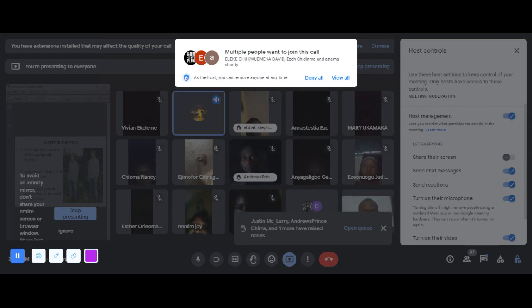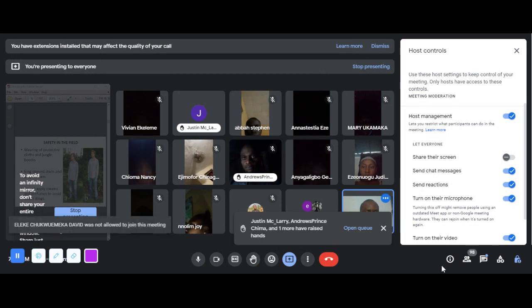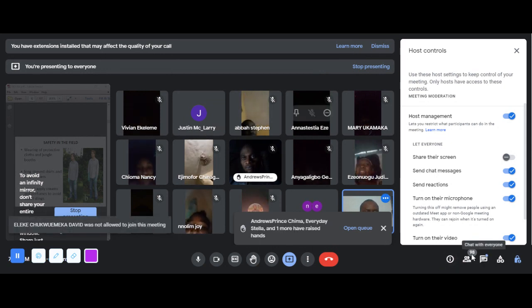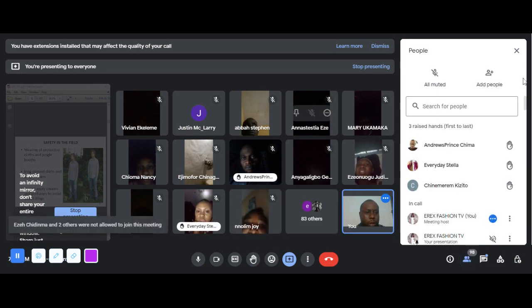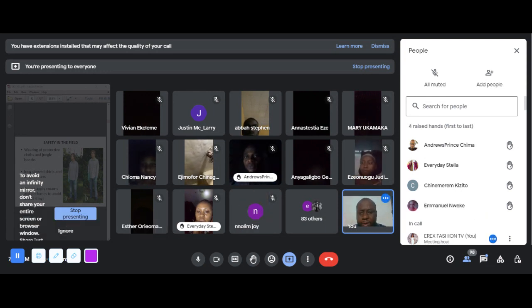Okay, sir. The B is properly dressed because that is the normal way to wear a safety glove. Okay, so he has tried. Some other person can help him out. Okay, Andrews Prince, you can unmute and speak. Why do you think B is better?